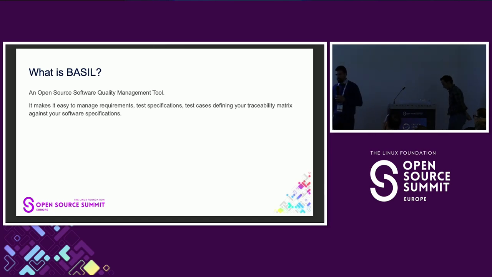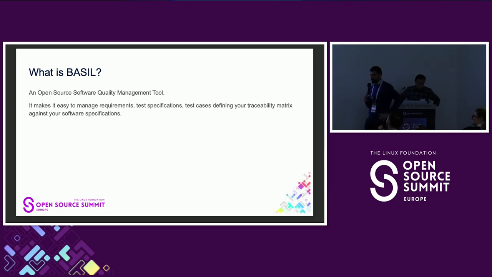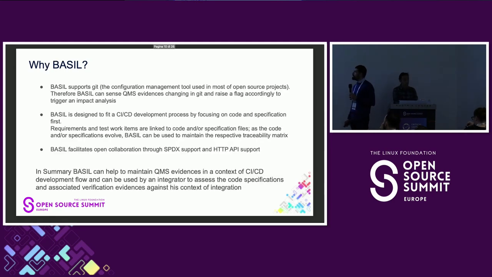And now, how do we solve this problem, right? How can we have a tool that is code-centric and is also able to maintain and trace all the evidence that is required for quality? Here we are introducing BASIL. BASIL is an open source software quality management tool, and it makes it easy to manage requirements, test specifications, test cases, and you can also define the traceability matrix that you need for your functional safety, for your safety case.